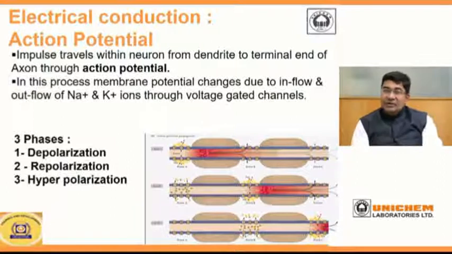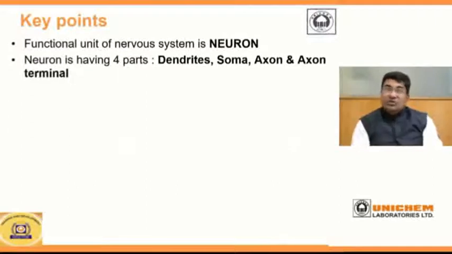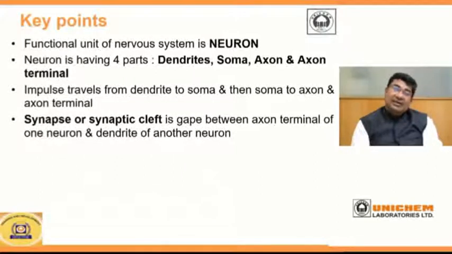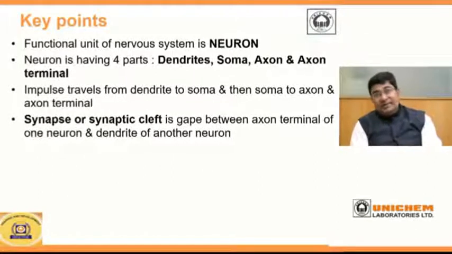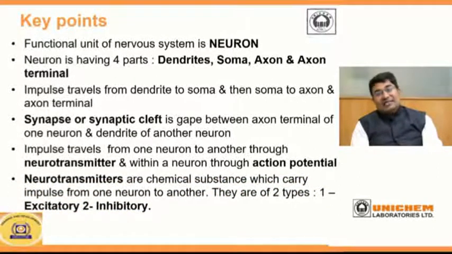So, let us do a recap of what we learned. The functional unit of the nervous system is known as the neuron. A neuron has four parts: dendrites, soma or cell body, axon, and axon terminal. Impulse travels from dendrite to soma, and then soma to axon and axon terminal. Synapse or synaptic cleft is the gap between the axon terminal of one neuron and the dendrite of another neuron. Impulse travels from one neuron to another neuron through neurotransmitters, and within a neuron through action potential. That is why it is called electrochemical conduction.